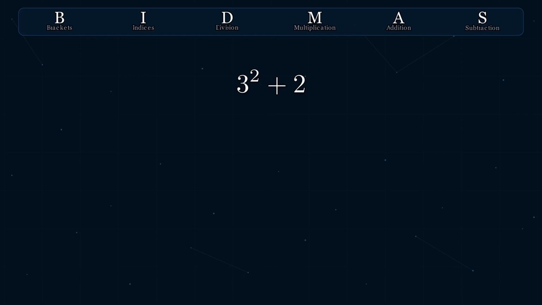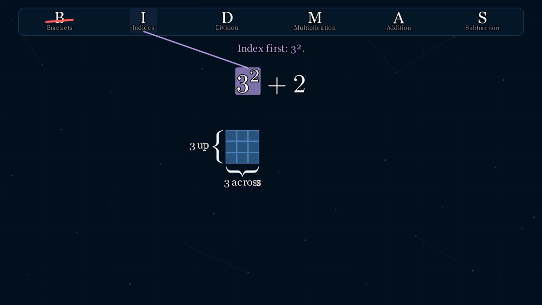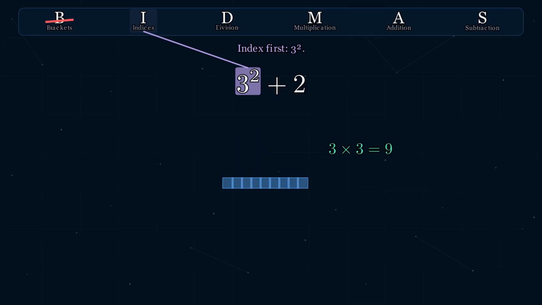Now indices. 3 squared plus 2. A common mistake is to think 3 squared means 3 times 2. It does not. 3 squared means 3 times 3. So we check brackets first. There are no brackets. Now indices. 3 squared is the part to deal with. 3 across and 3 up makes a 3 by 3 square. 3 times 3 equals 9. So 3 squared becomes 9.